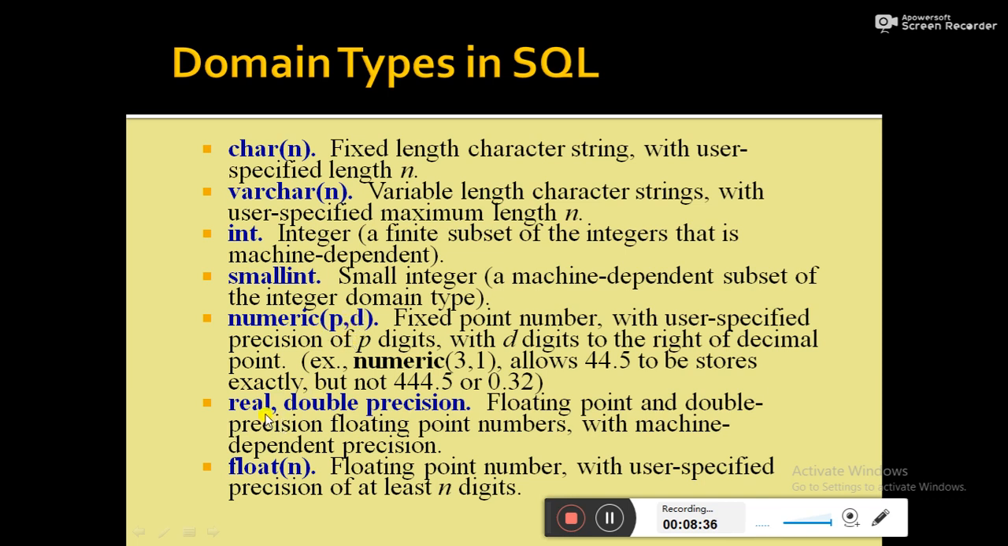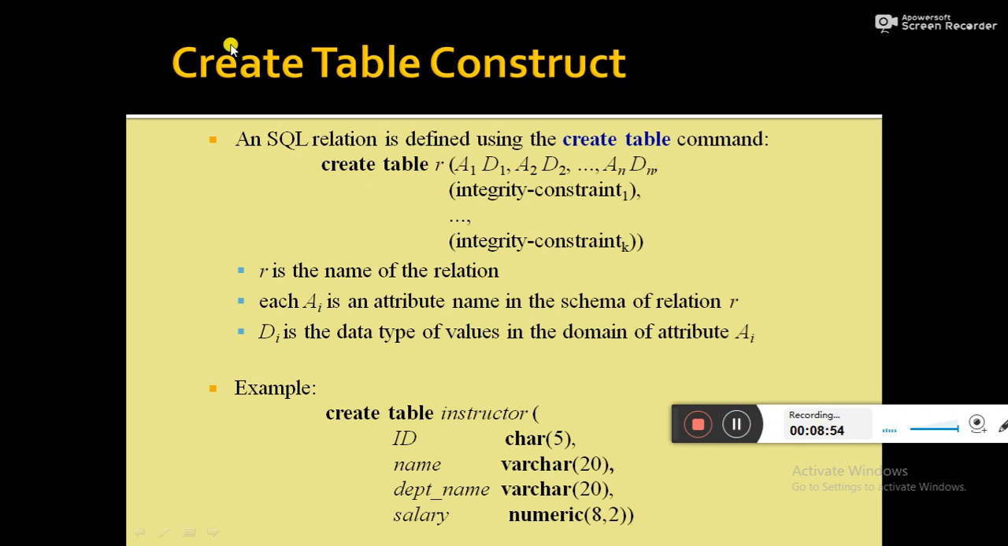Another data type is real or double precision. These are floating point numbers. That means we can store a number which has a fractional part. As well, we have another option for fractional numbers, float(n), where n is the number of digits. The next is the create table construct.